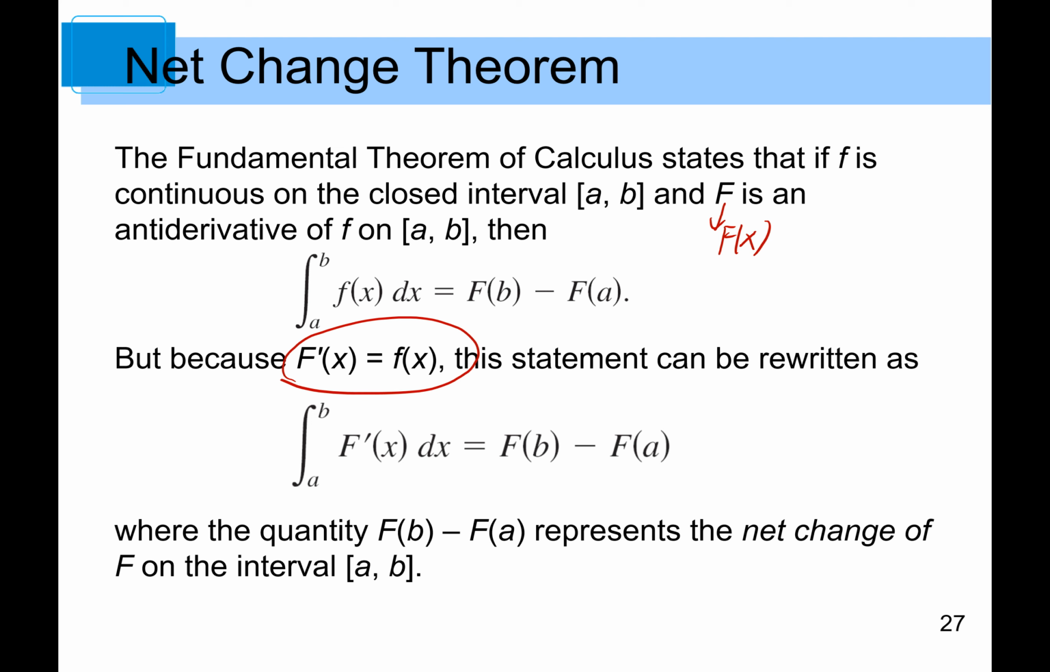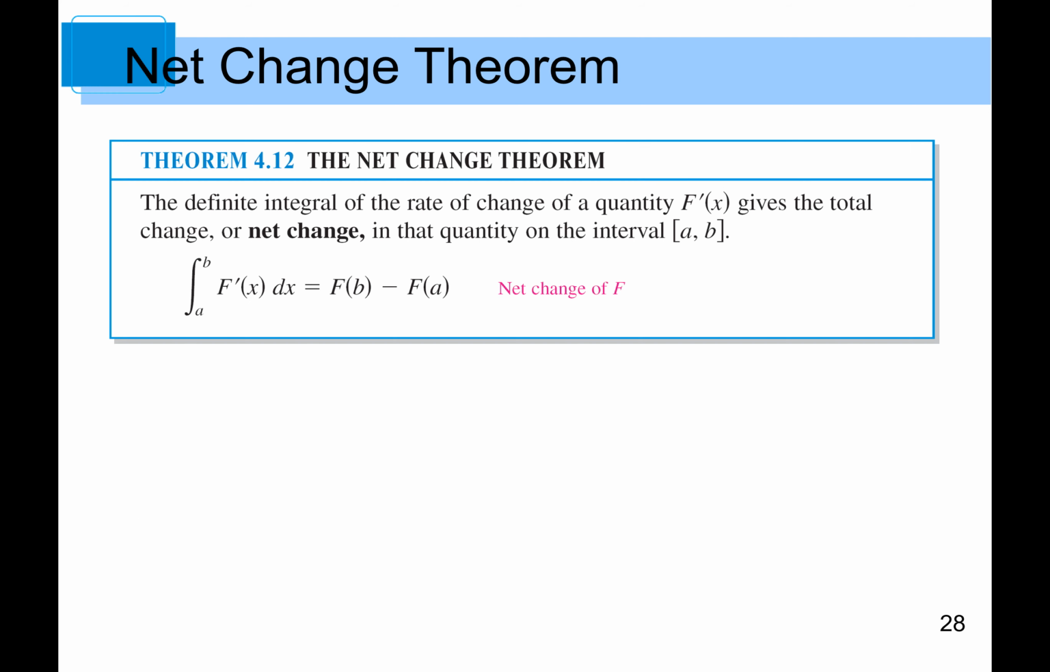And since lowercase f of x equals F prime of x, you can just change this to F prime of x. So you end up with the same answer. And this is how the net change theorem was developed. So the definite integral of the rate of change of a quantity, F prime of x, gives the total change, the net change, in that quantity on the interval a comma b. So the definite integral of uppercase F prime of x with respect to x from a to b is equal to F of b minus F of a.